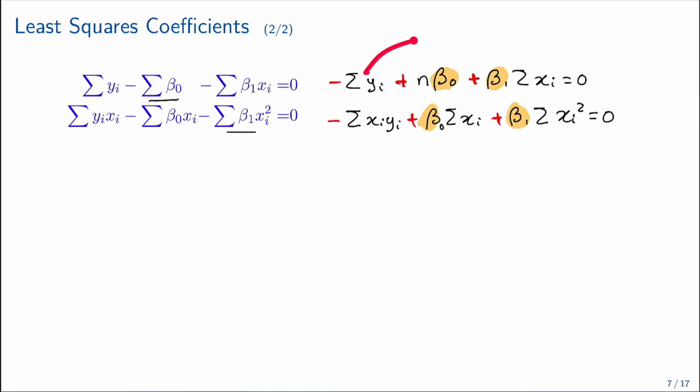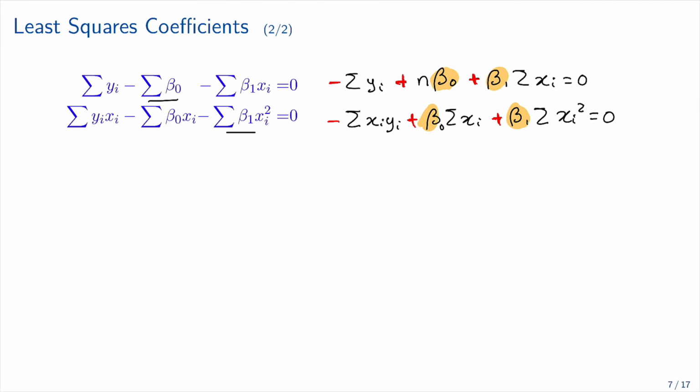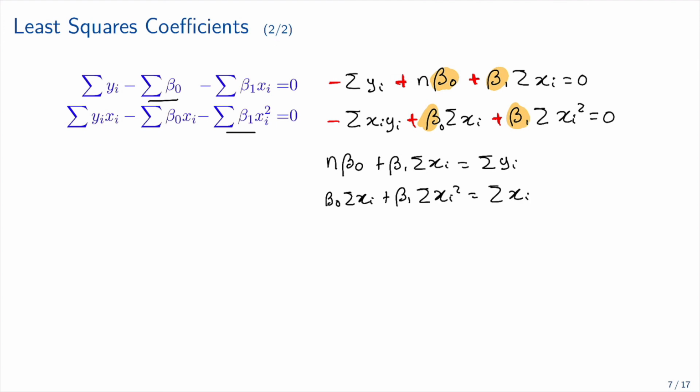Now I'm going to move this and this to the right hand side. So we have n times beta 0 plus beta 1 multiplied by the sum of xi equal to the sum of yi, and beta 0 multiplied by the sum of xi plus beta 1 multiplied by the sum of xi squared equal to the sum of xi yi.